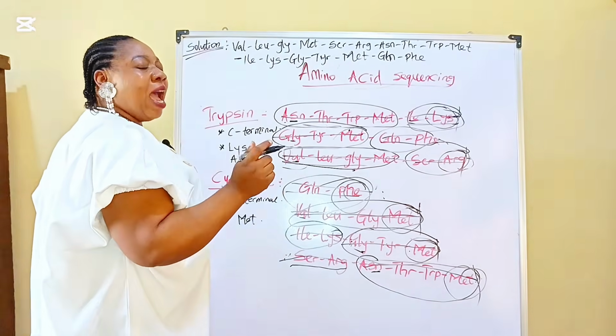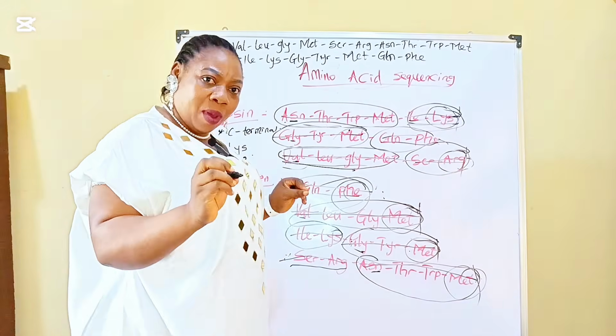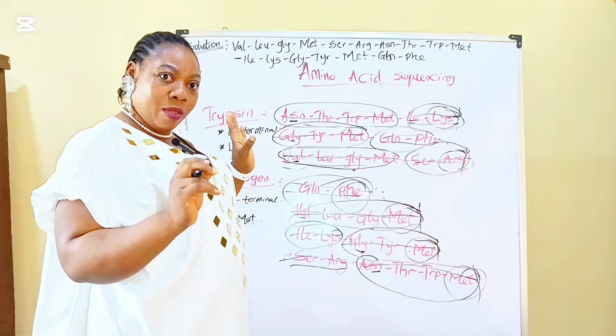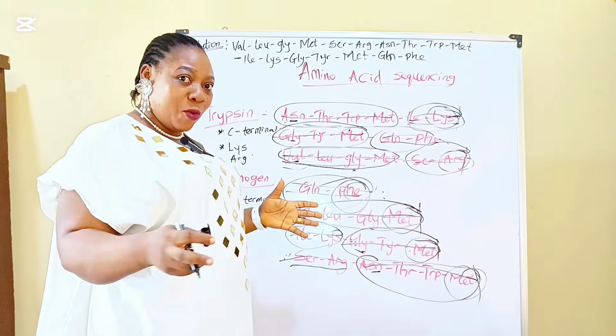Now the original amino acid sequence of the protein is this. I trust we all understand this very well.